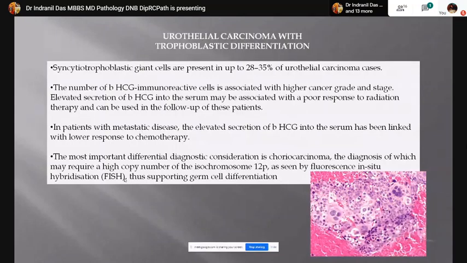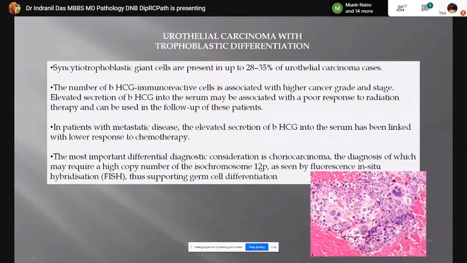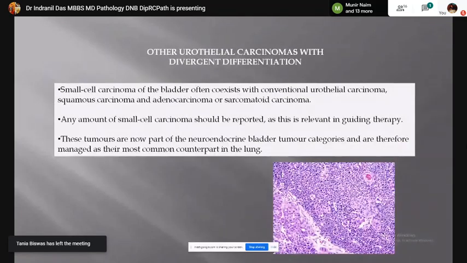The most important differential diagnostic consideration is choriocarcinoma, the diagnosis of which may require a high copy number of isochromosome 12p, and in situ hybridization. Now, for other urothelial carcinomas with divergent differentiation, the carcinoma component present should be reported, as this is very much relevant in guiding the therapy.